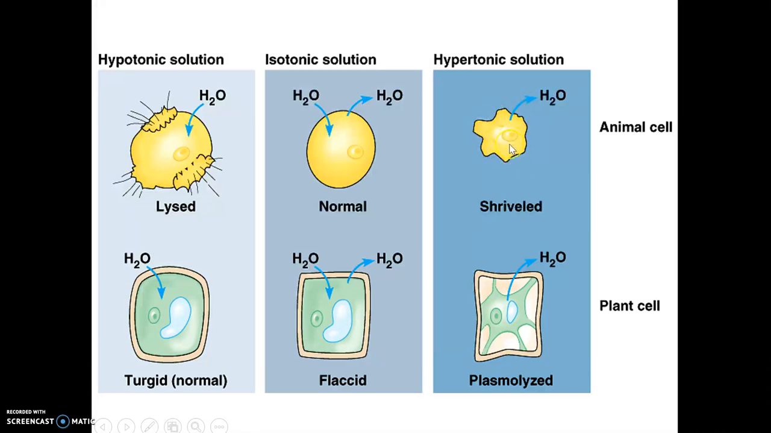Going back to the way I used to remember it, if it helps you, great. If not, I'm sorry. But I always thought of this as when I get hyper, I get dehydrated because I'm using all of my water. So hypotonic solution swells up like a hippo. Hypertonic solution gets dehydrated. In an animal cell, it shrivels up.